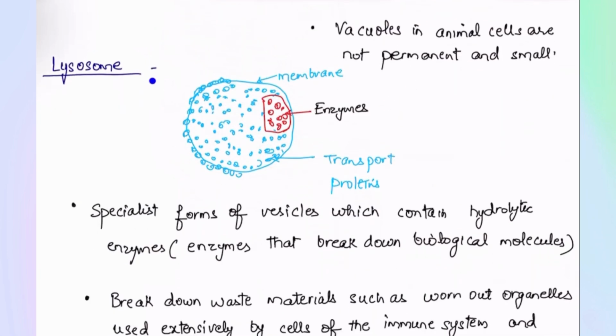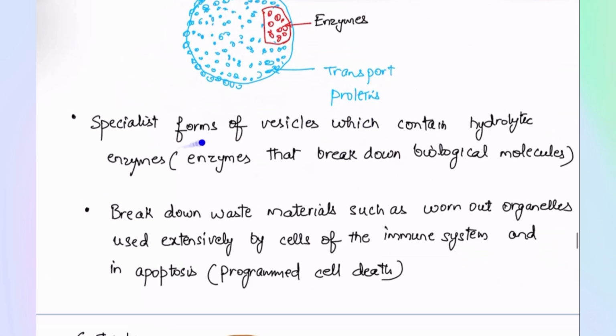Lysosome is like a suicidal bag. It helps in clearing the dead cells and debris. This is the membrane. Inside the lysosome are hydrolytic enzymes and also transport proteins. It is a specialist form of vesicle which contains hydrolytic enzymes, the enzymes that break down biological molecules and waste materials such as worn out organelles. They are used extensively by cells of the immune system and in apoptosis, programmed cell death.